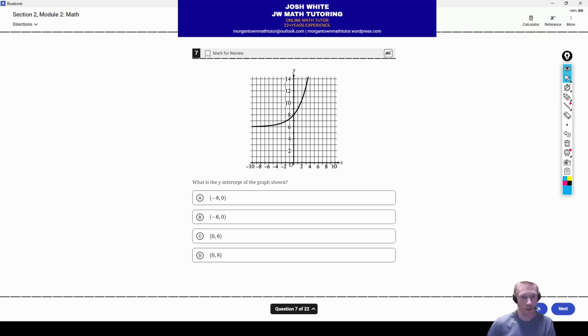Okay, number 7, here we have a graph. They just want to know what the y-intercept is. Of course, the y-intercept is the point where x has a value of 0 and it crosses the y-axis. So it's just the point here, 0, 8. Letter D, nothing else to do for this question.